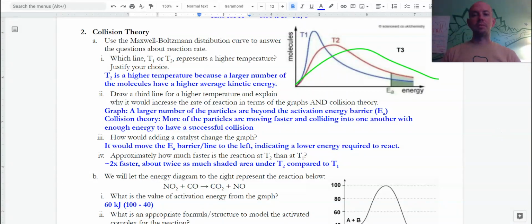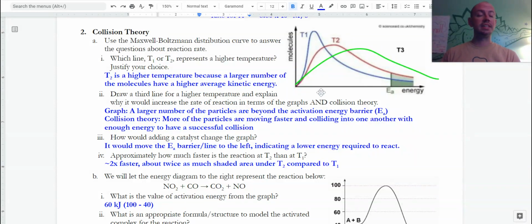Our second set of problems has to do with collision theory. Collision theory is described simply by just how the molecules are moving, but graphs are very common in kinetics, maybe more common than any other unit. So, really understanding those and connecting them with all parts of our understanding of kinetics and reaction rate is important.